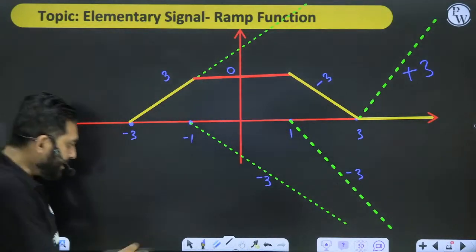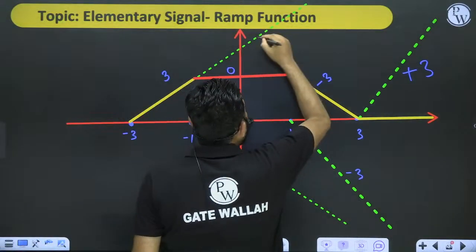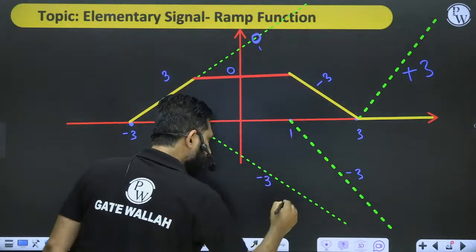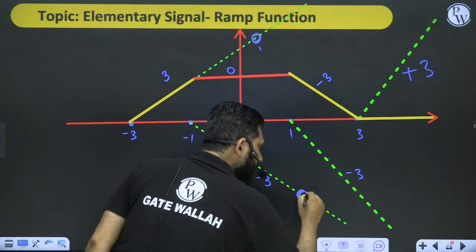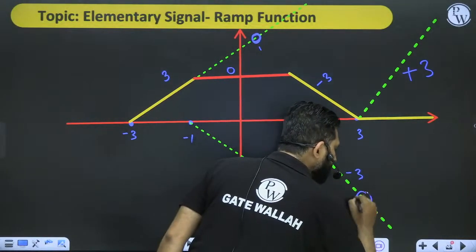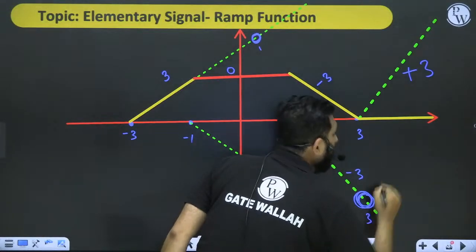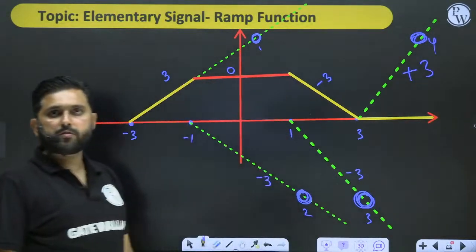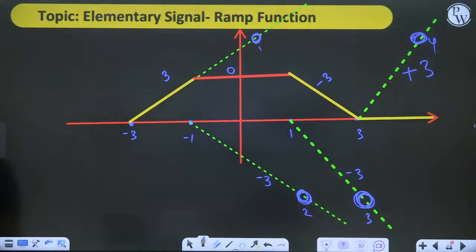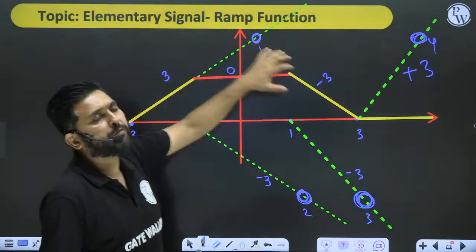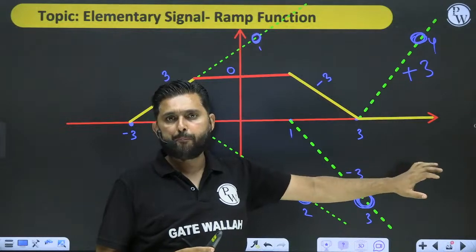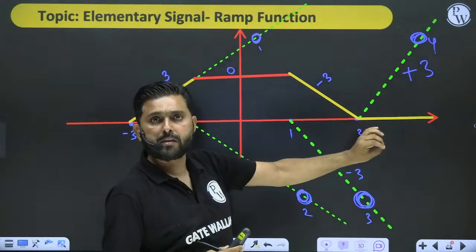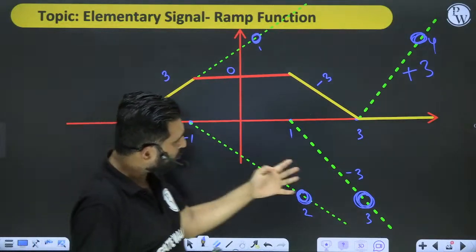See here, by introducing 4 ramps, one is this one, one is this one, one is this one, and one is this one. By introducing these 4 ramps, I can make what? A beautiful trapezoid function. A beautiful trapezoid function. So this trapezoid function I can get from this combination of these 4 ramps.